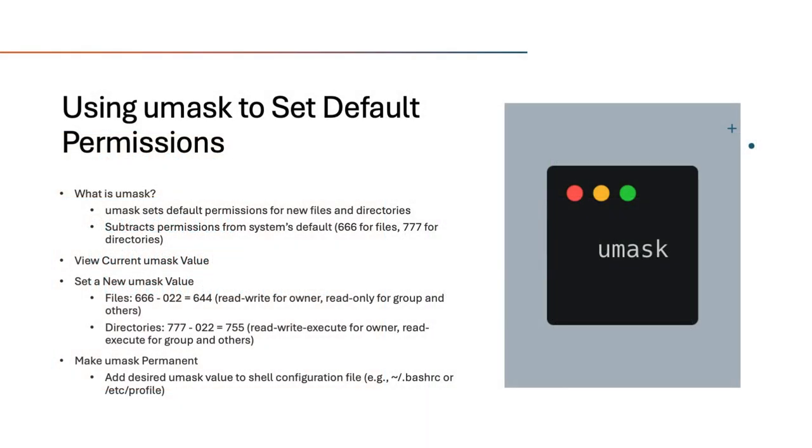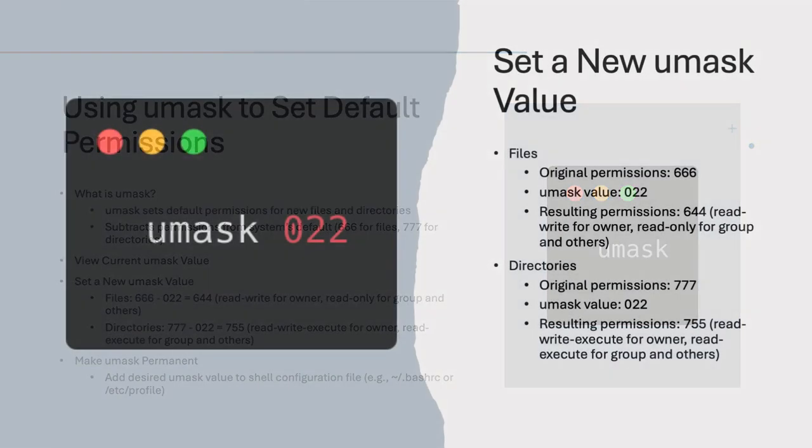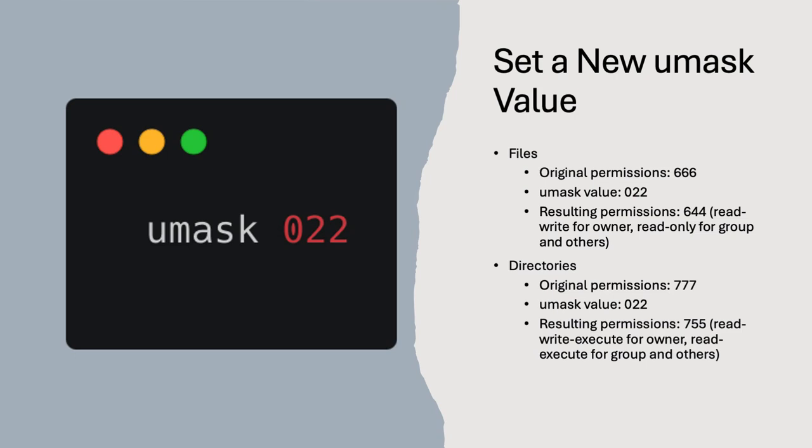Let's discuss using umask to set default permissions. You can view the current umask setting, set a new one, and make it permanent by adding it to your shell configuration file. To set a new umask value for files, subtract 022 from 666 to get 644, allowing read-write for the owner and read-only for others. For directories, subtract 022 from 777 to get 755, allowing read-write-execute for the owner and read-execute for others.